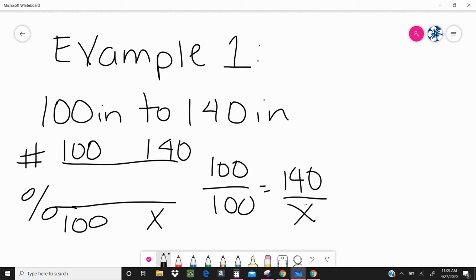So when we cross multiply and divide, we get 140. So it jumped 40% up, okay? So that is one way to solve these problems.